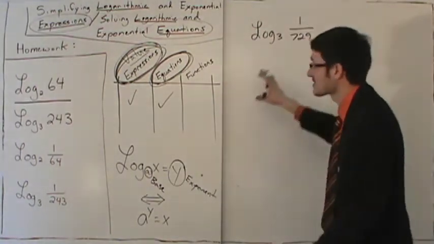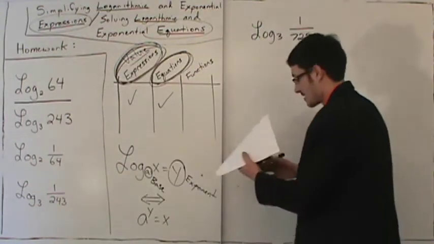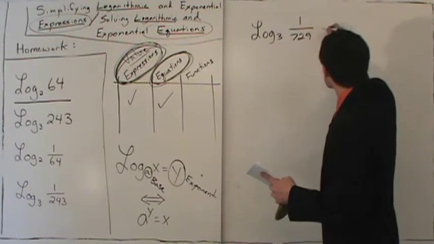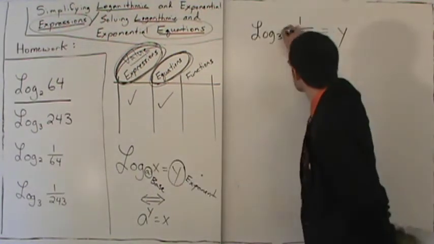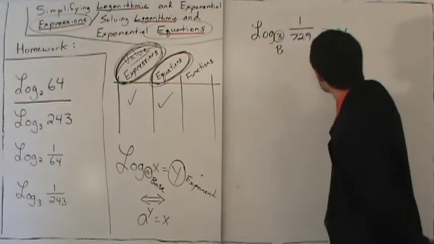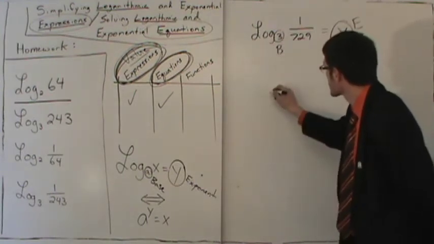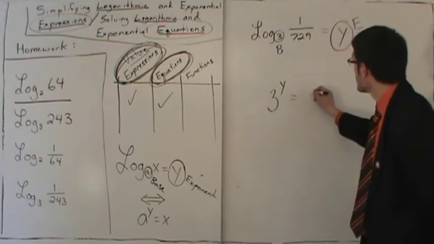Okay, so this is just like homework problem number 4. And what we have to do is say, well, we don't know the value of this thing, so we're going to let it equal y. Now again, this is our base. I'm just going to write b for base, and y is the exponent, e for exponent. So the base is a large 3, and the exponent is written very small. 3 to the y equals what?